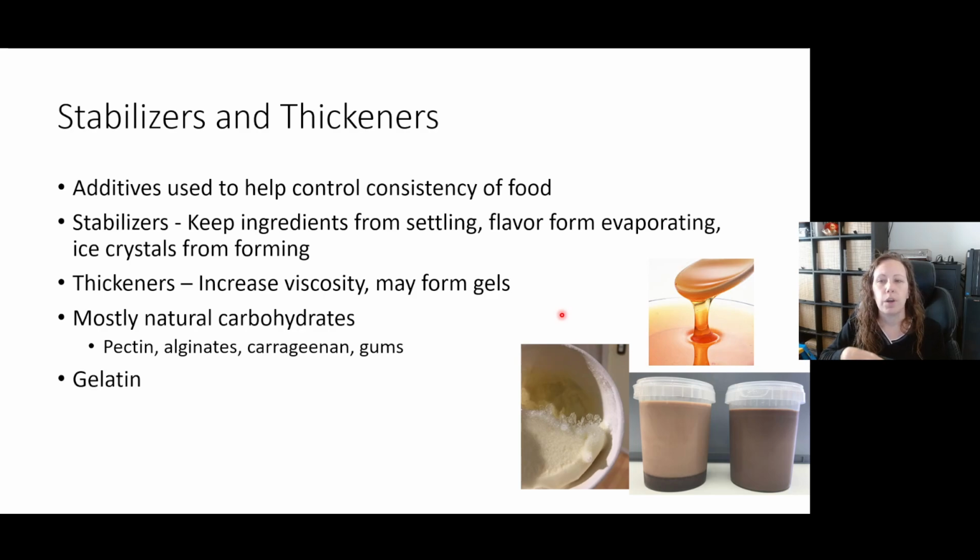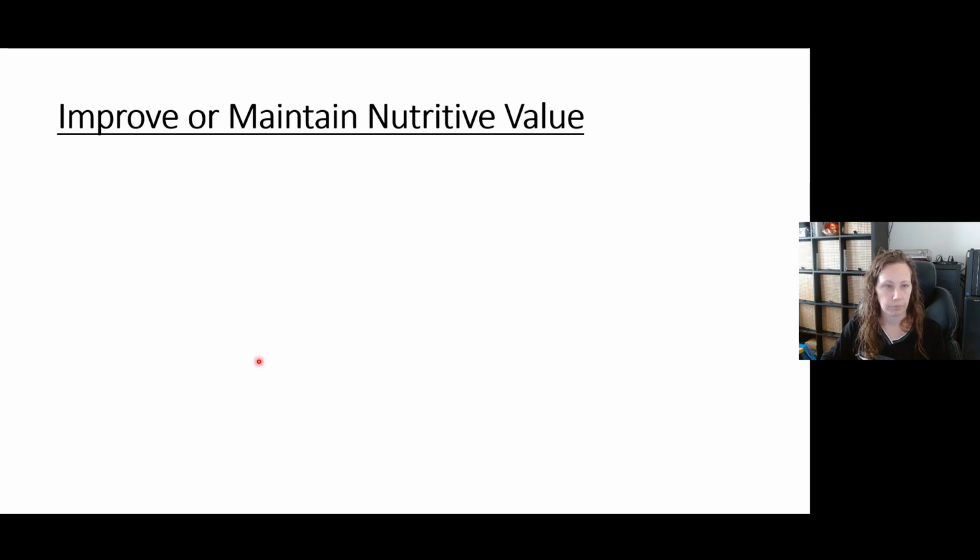Okay, so a couple examples that are not natural carbohydrates, remember most of these stabilizers and thickeners are going to be carbohydrates, but a couple that are not. Gelatin, we remember, is a protein, and propylene glycol, that is a synthetic stabilizer and thickener that is added to foods.